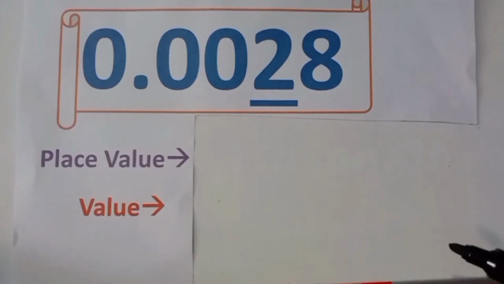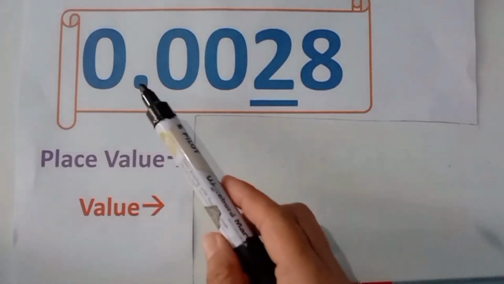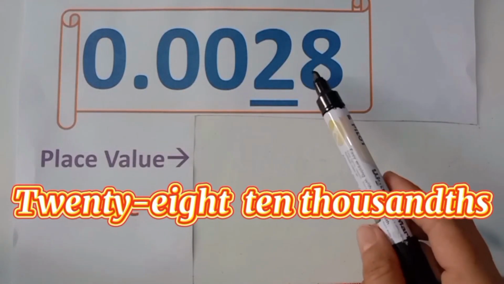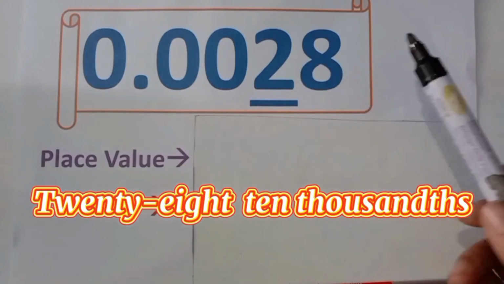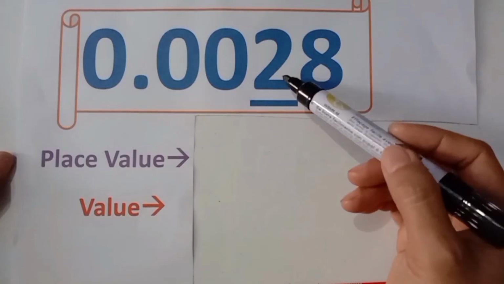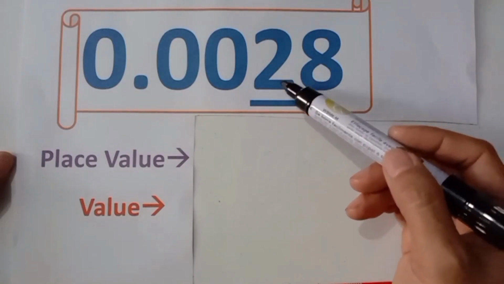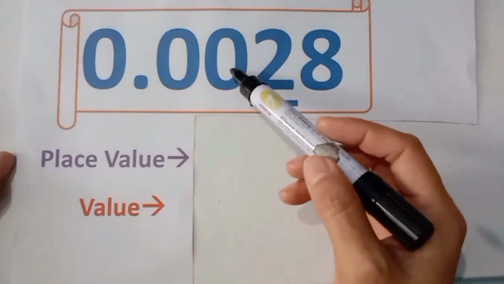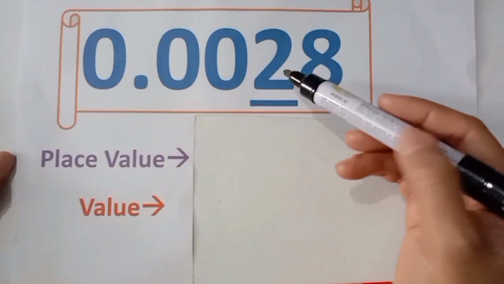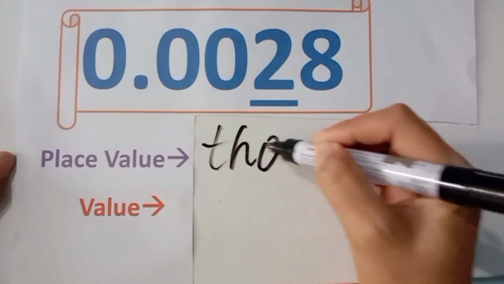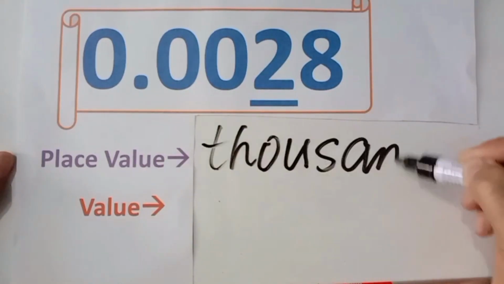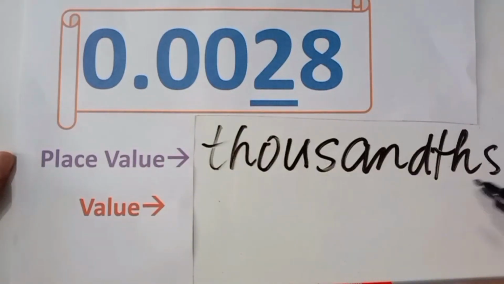First example, okay, so we read this as 28 10,000s. Again, 28 10,000s. So what is the place value of the underlined digit na 2? Tenths, hundredths, thousandths. So that means the place value of 2 ay thousandths. Take note, mayroon po tayong THS kasi decimal number siya.